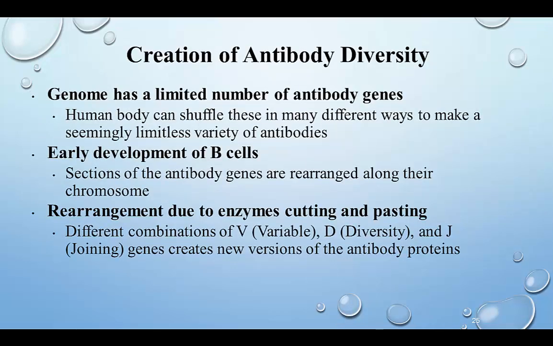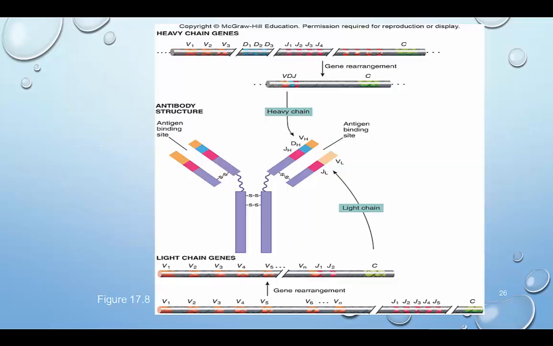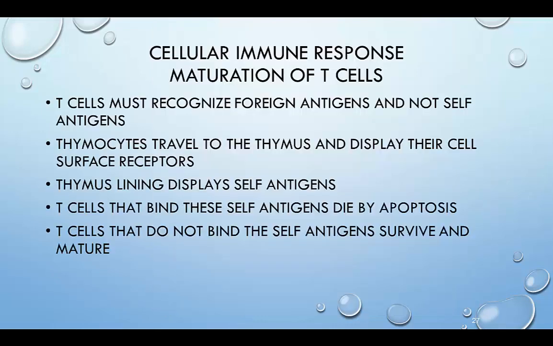The creation of antibody diversity. The genome has a limited number of antibody genes, so we know that we can shuffle those in many different ways and make a seemingly limitless variety of antibodies. In early development of B cells, there's rearrangement due to enzymes cutting and pasting different combinations of the variable, diversity, and joining segments. This creates new versions of antibody proteins. This is just a picture to go along with that.